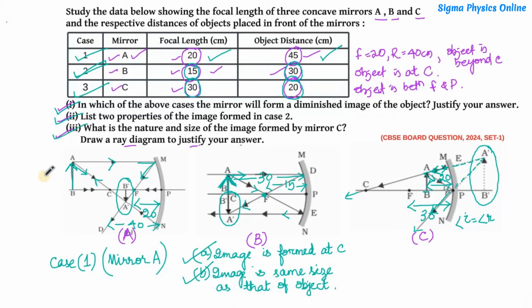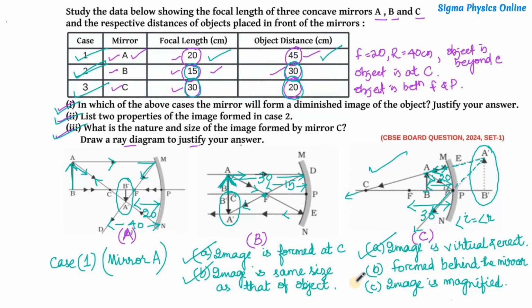Now the third question is, what is the nature and size of the image formed by mirror C? Draw a ray diagram to justify your answer. So this is the ray diagram that we have already drawn. Now let's write down the nature and size of the image. The image is virtual and erect. The image is formed behind the mirror, as you can see over here. Then the image is magnified, that is, it's an enlarged image. So these are the answers to this question.